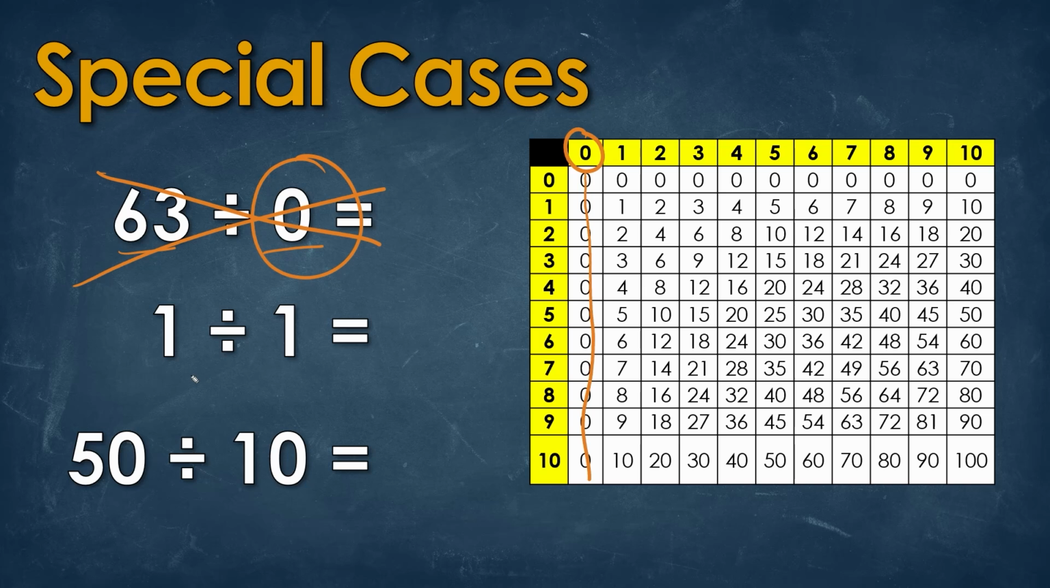Okay, now let's try this other one. We have 1 divided by 1. So we start with 1, we go to 1, and it brings us back to 1. So 1 divided by 1 will always be 1.